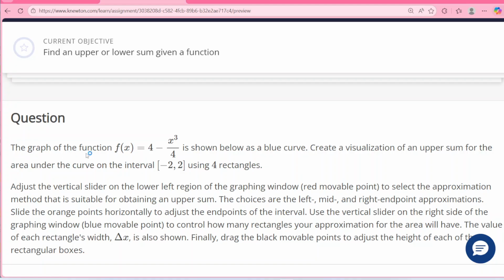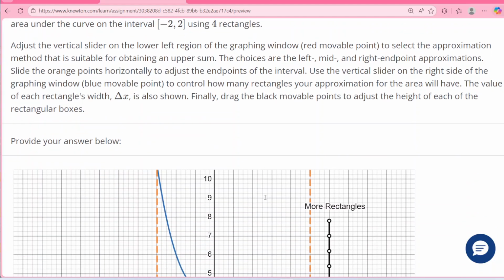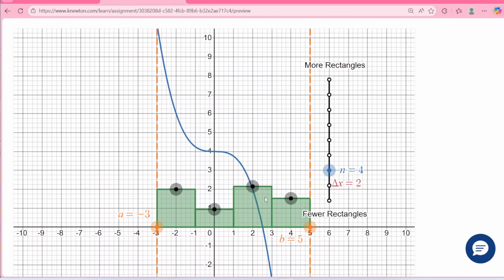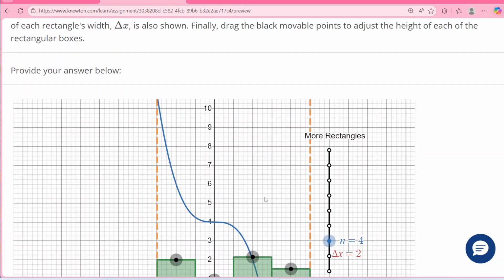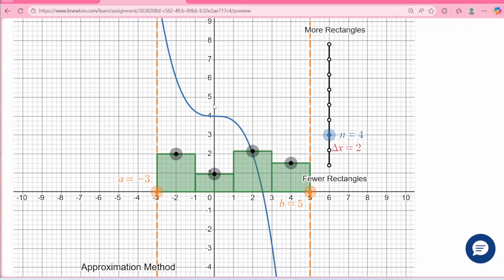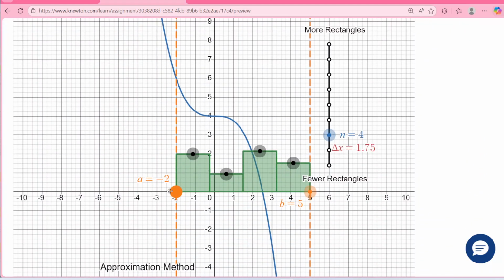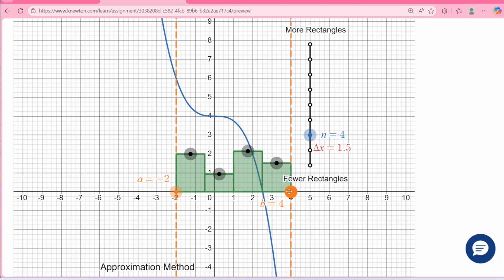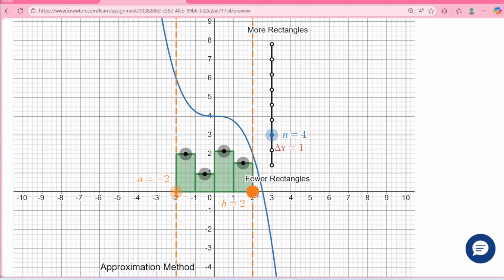All right, so the graph of the function f of x equals 4 minus 1/4 x cubed, or x cubed over 4, is shown below in blue. Oh, so it's another interactive one. Okay. Create a visualization of an upper sum for the area under the curve on the interval from -2 to 2 using 4 rectangles. So it's the same as the last one where you move the orange points to make the interval -2 to 2.